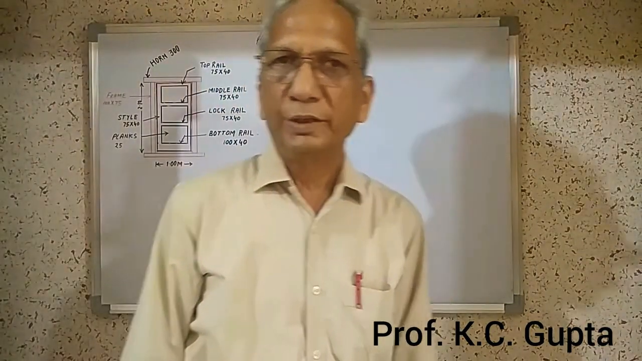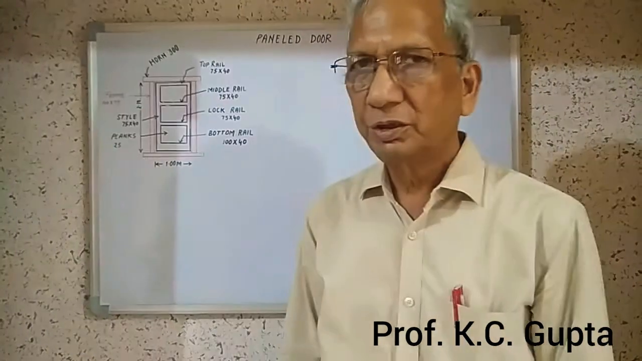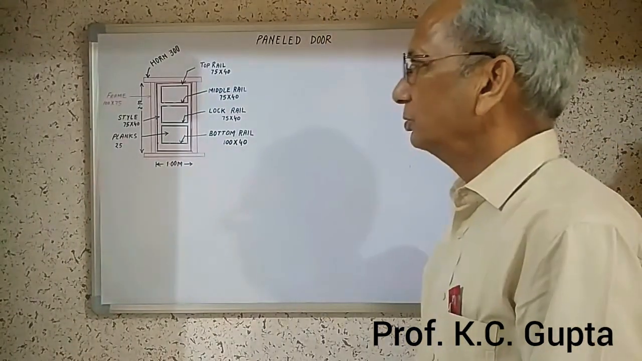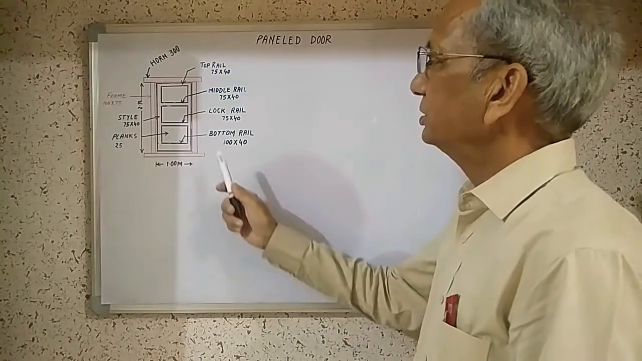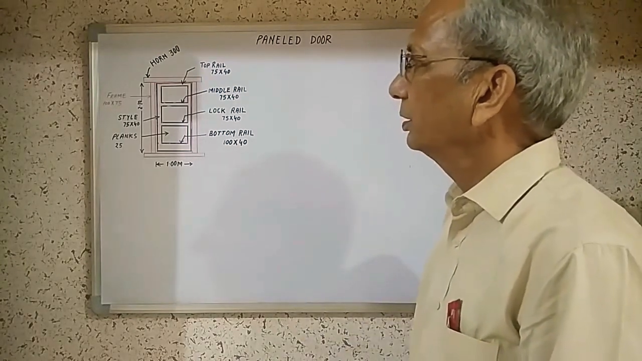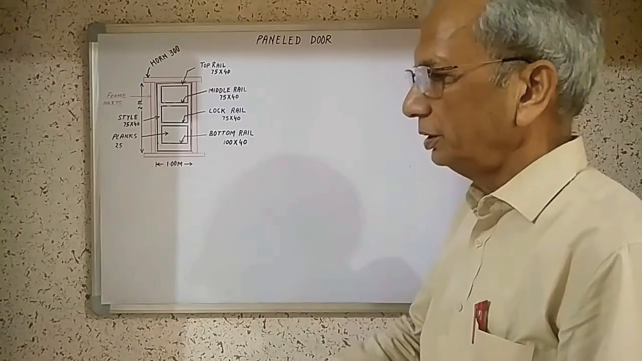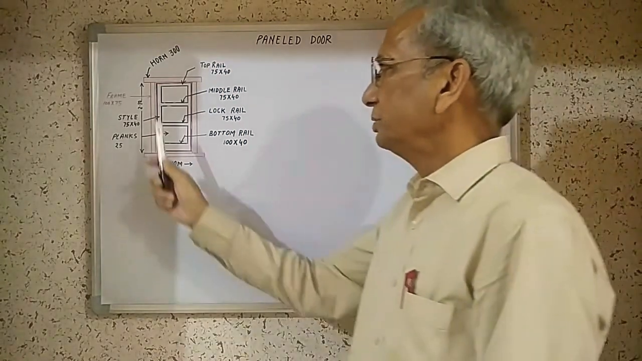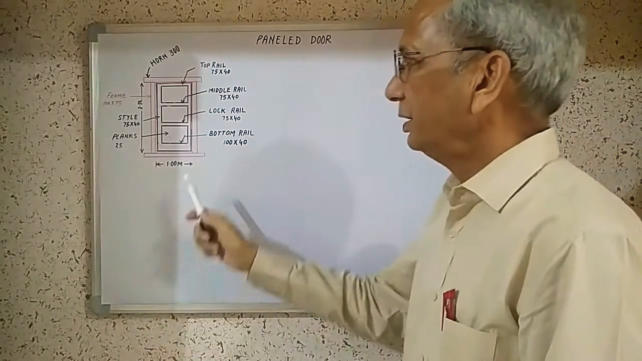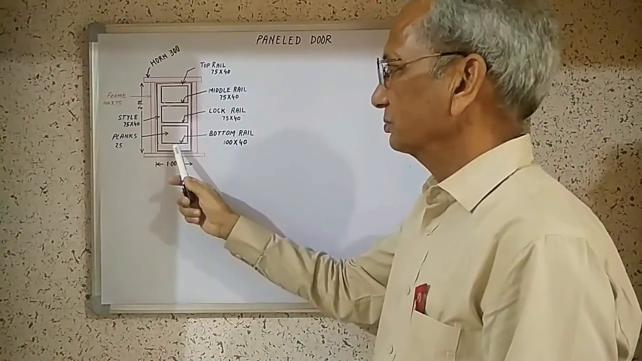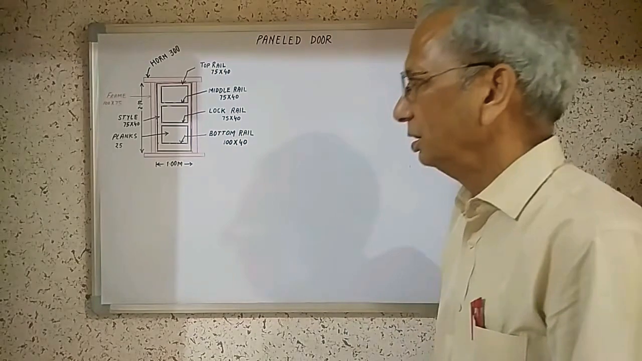Good morning, students. Today we will find out the estimation of a door. Now here this is a panel door. Here we can divide this door into two parts. One is the frame, which is shown in red color, and the second is the shutter, which is shown in black color.